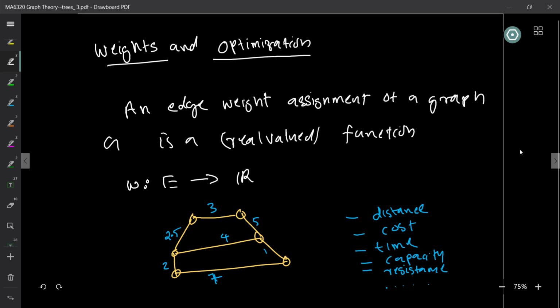Okay. Now one question is that you want to minimize or maximize parameters depending on the context, but for the time being we are looking at minimizing the distance or cost or time, etc., and sometimes you maximize capacity, but we will go into that sometime later. Okay.